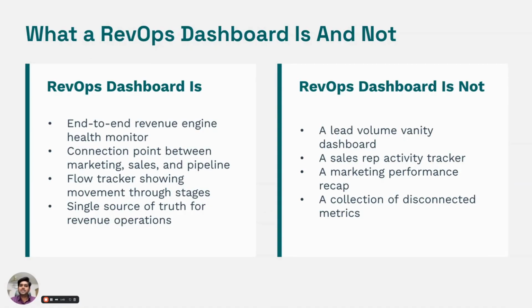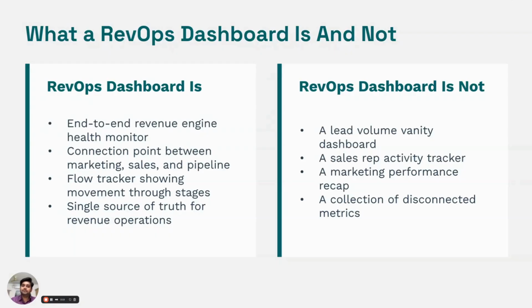Before we jump into the reports, let's get crystal clear on what a RevOps dashboard actually is and what it is not, because I see this confusion all the time. Now, to the left, a RevOps dashboard is your end to end revenue engine health monitor. It's the connection point between your go to market teams. It tracks flow, how people move through stages, how data moves through stages, not just how many people are sitting in each bucket. It's a single source of truth for revenue operations.